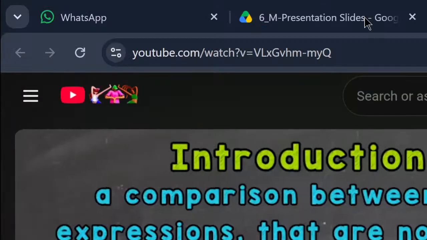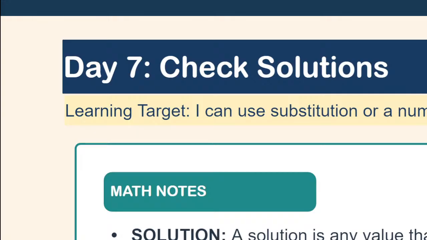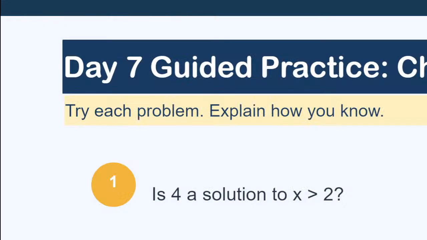Honestly, this is the easy unit. Yeah, this is basically the same one as that. So we'll just move on to the practice.